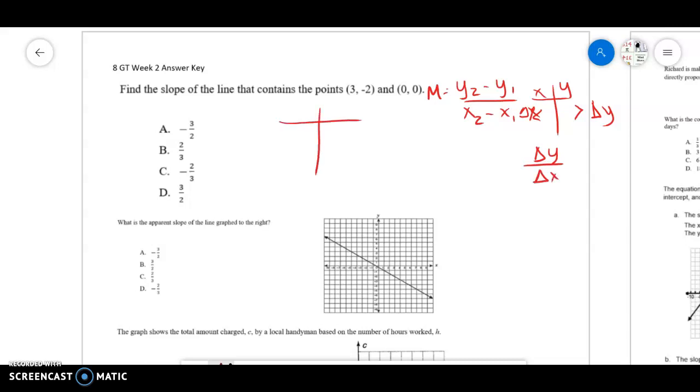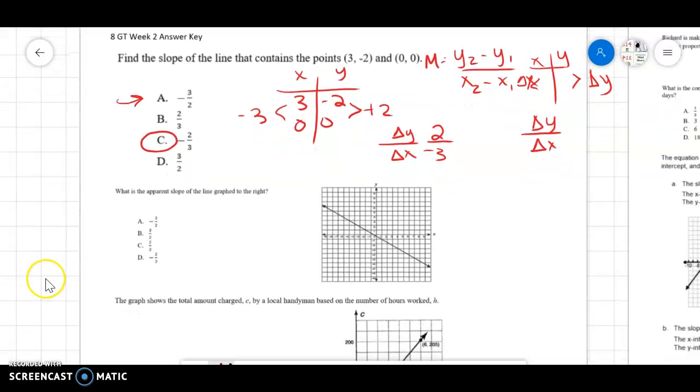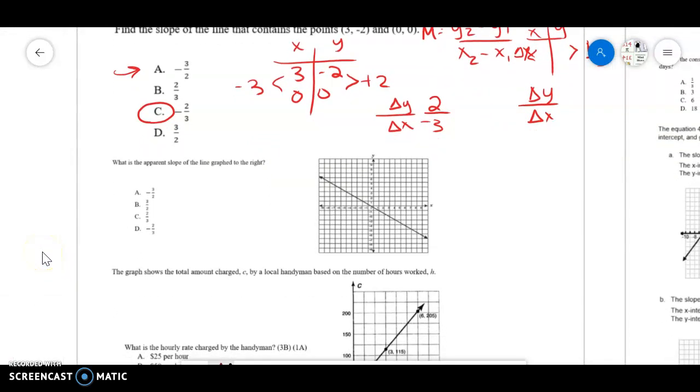So I'm going to make a mini table here. 3 and -2, 0 and 0. So from -2 to 0 is +2, but from 3 to 0 is -3. So my change in y over my change in x is 2 over -3, which would be C. A lot of you did put A because you were flip-flopping the x and the y. The slope of this line is in fact going down, so you should not be picking B or C.